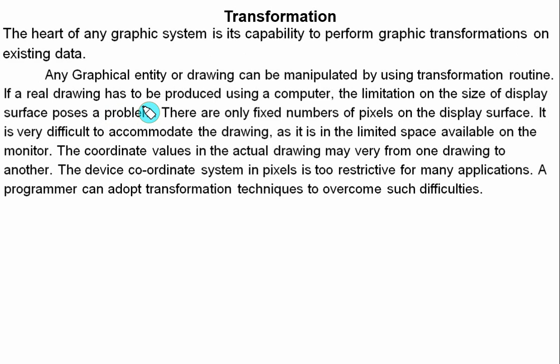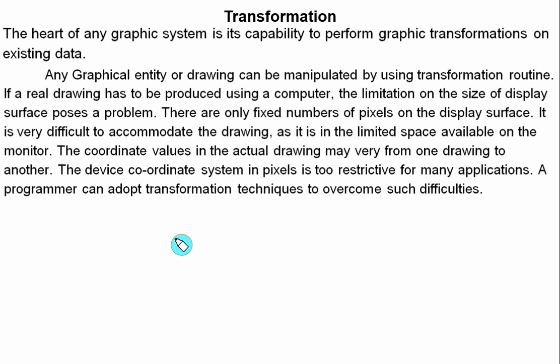If a real drawing has to be produced using a computer, the limitation on the size of the display surface poses a problem. There is only a fixed number of pixels on the display surface. It is very difficult to accommodate the drawing as it is in the limited space available on the monitor. The coordinate values in the actual drawing may vary from one drawing to another. The device coordinate system in pixels is too restrictive for many applications. In that case, a programmer can adopt transformation techniques to overcome such difficulty.